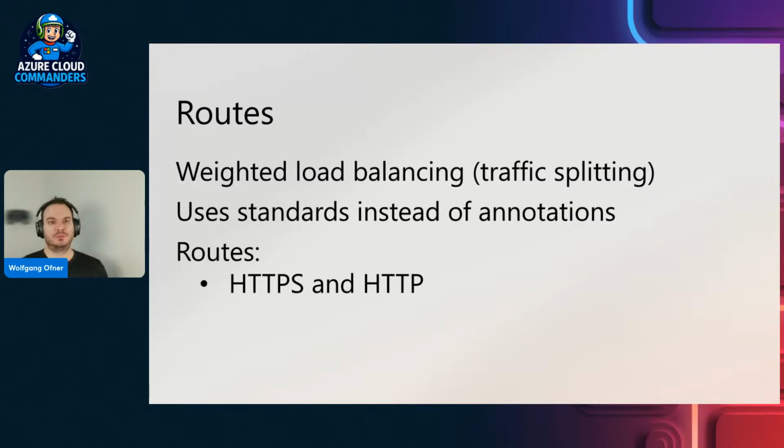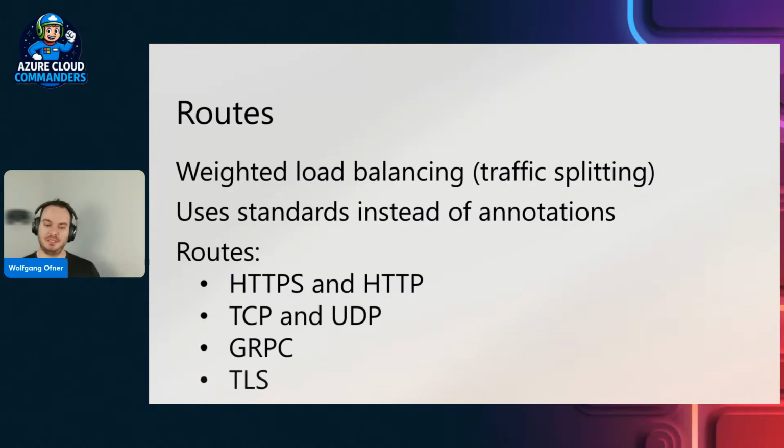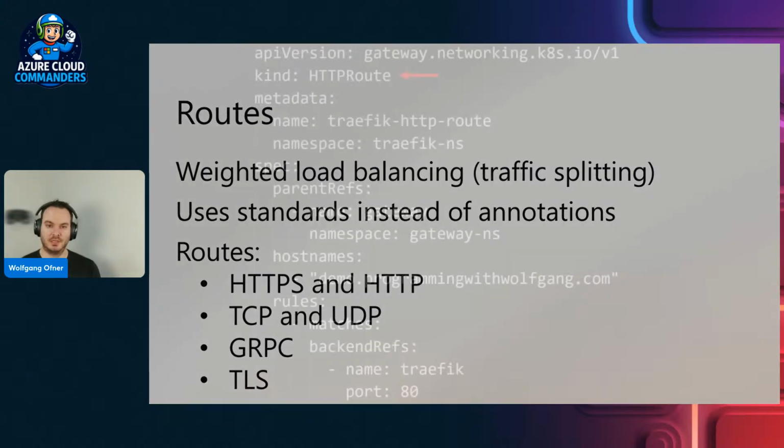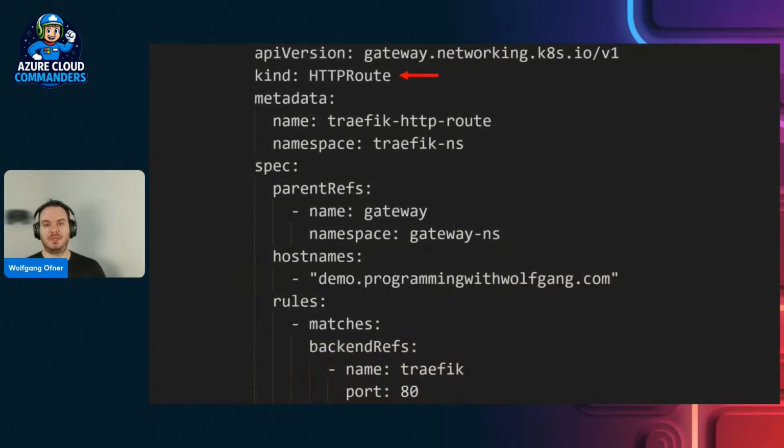And with the routes, we have different objects depending on the protocol you're using. So we have a route object for HTTPS and HTTP. So this would be an HTTP route. But we also have the same for TCP and UDP, for gRPC and TLS. And here you can see the HTTP route object. That's the one you're probably using the most. And it configures everything we need to get our request from the gateway to one of the services.